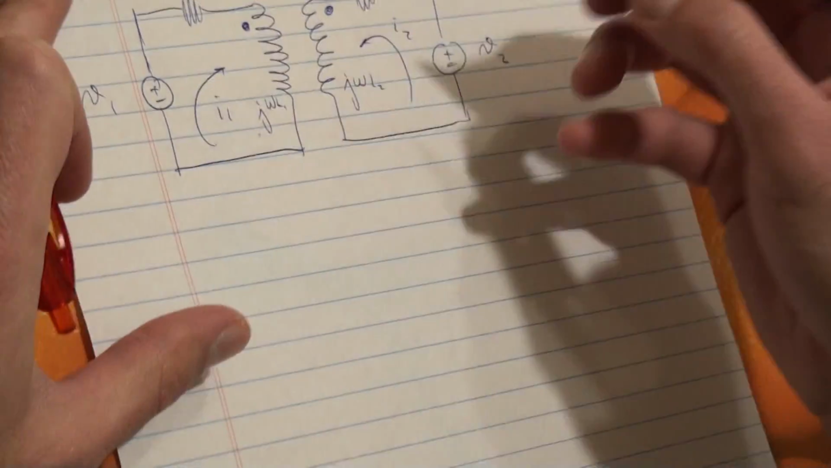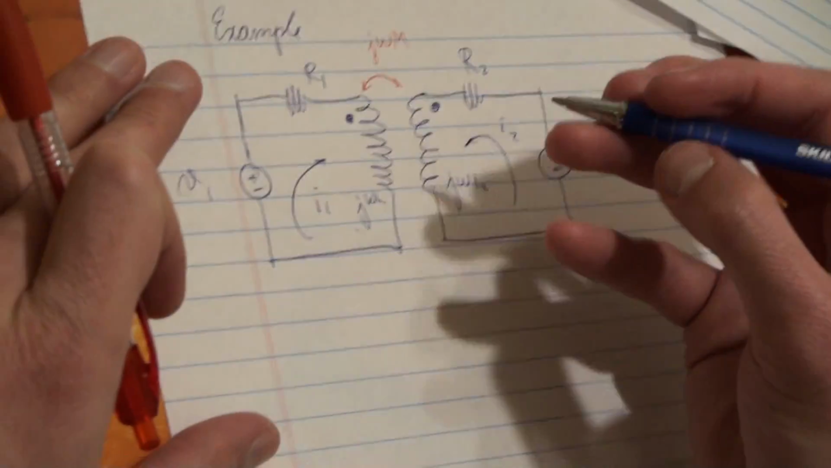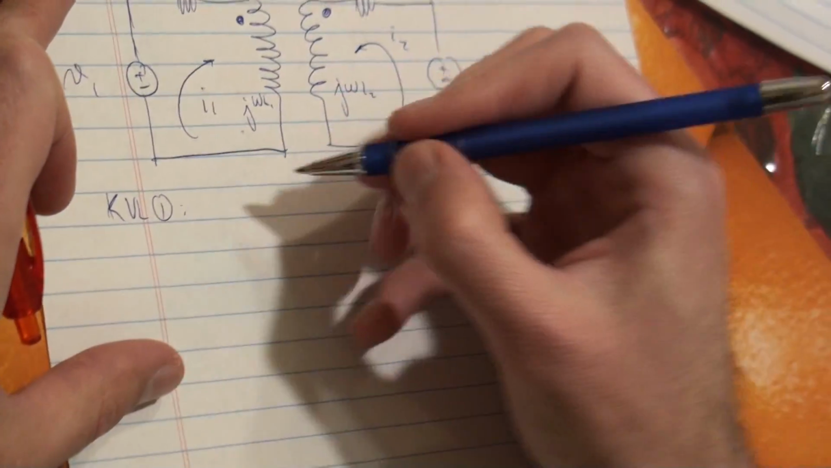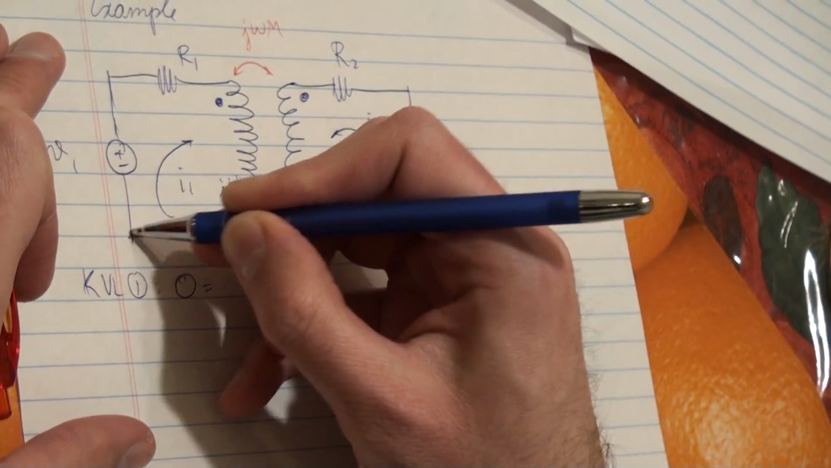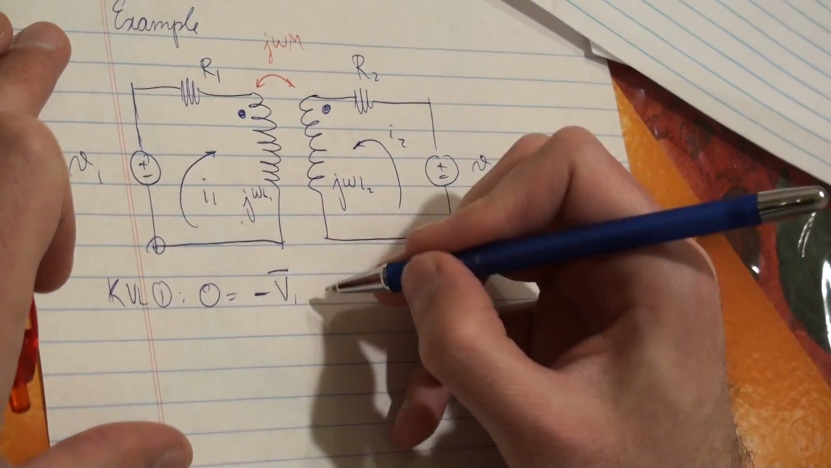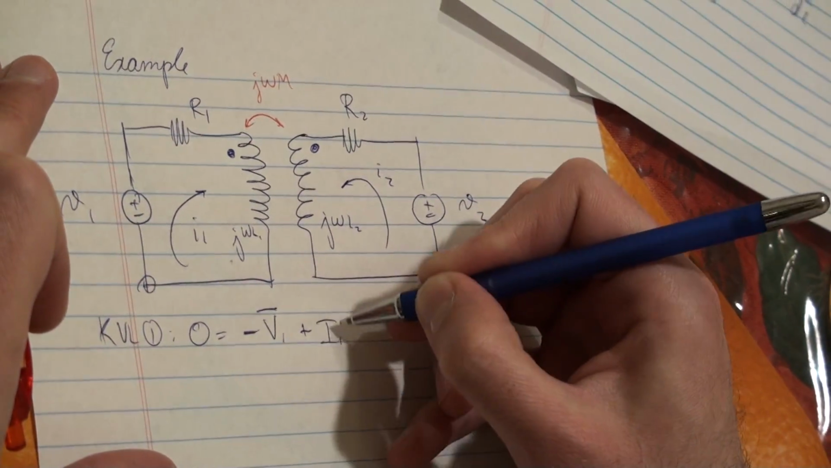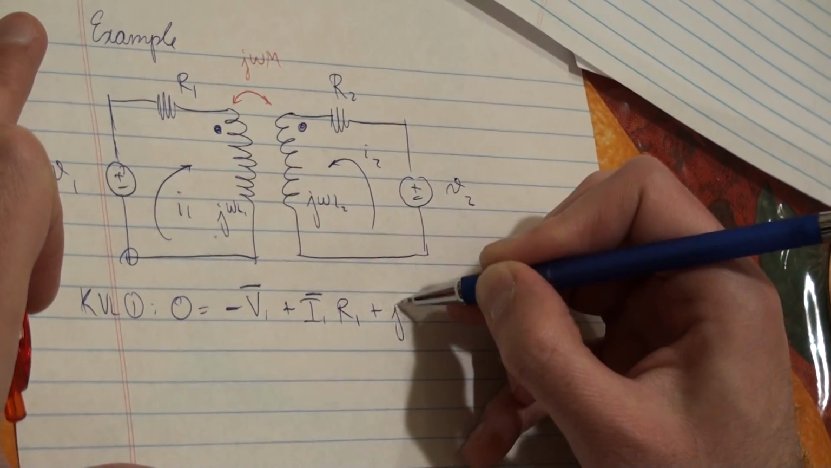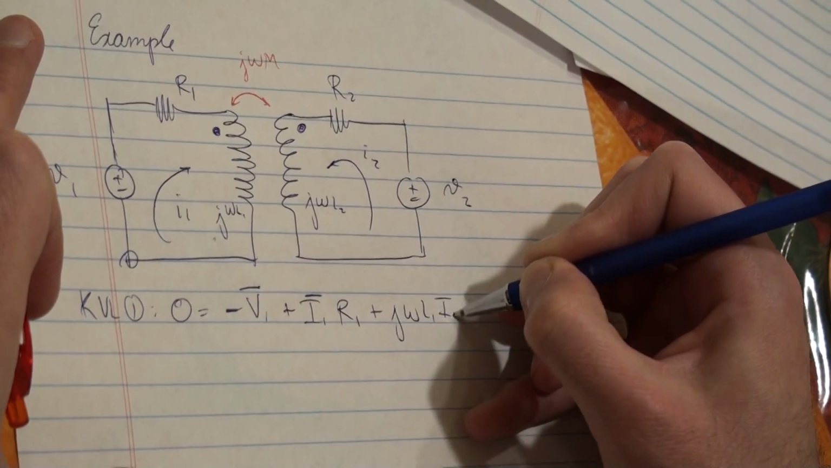So let's say we wanted to analyze this circuit. So we're going to use phasors. We're going to write KVL first in this loop. So it's going to be 0. I'm going to start here. 0 equals minus V1 phasor plus I1 phasor R1 plus j omega L1 I1.